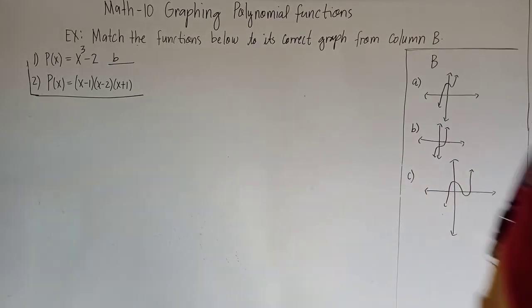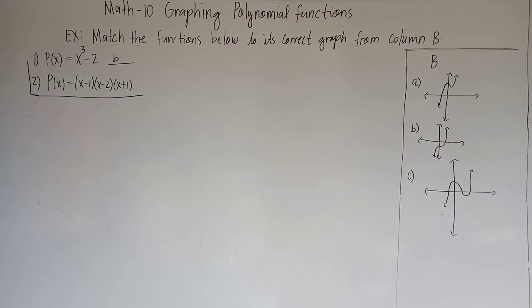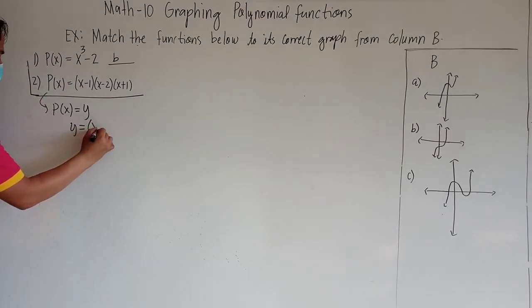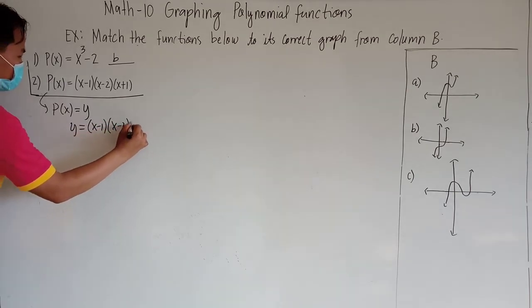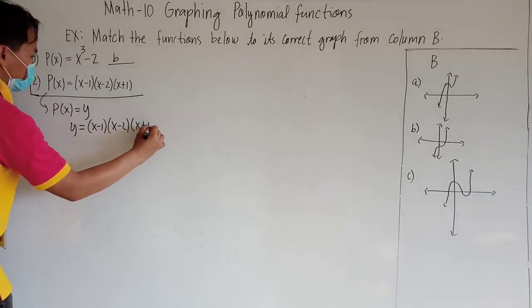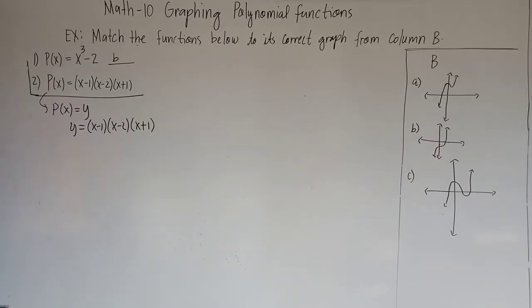Okay, let us proceed now to function number 2. P of x is equal to x minus 1 times x minus 2 times the quantity of x plus 1. Again, this P of x, we can let this one as equivalent to y. So from that, it will become y equals the quantity of x minus 1 times x minus 2 times x plus 1. Okay? And this is now the time that we can apply the x and y intercept.